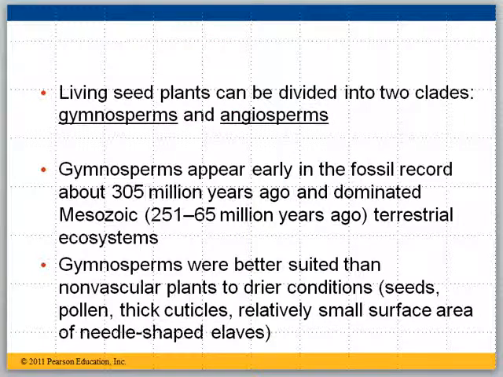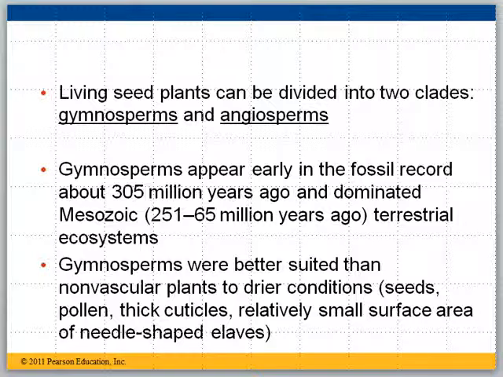As I mentioned earlier, the basic living seed plants we have now can be divided into two clades called gymnosperms and angiosperms. The gymnosperms, the ones we'll look at first, appeared in the early fossil record about 305 million years ago, and then actually dominated the terrestrial ecosystem for a large portion of the Mesozoic era, 251 to 65 million years ago. They were the dominant land plant at that time. Gymnosperms are still around today.